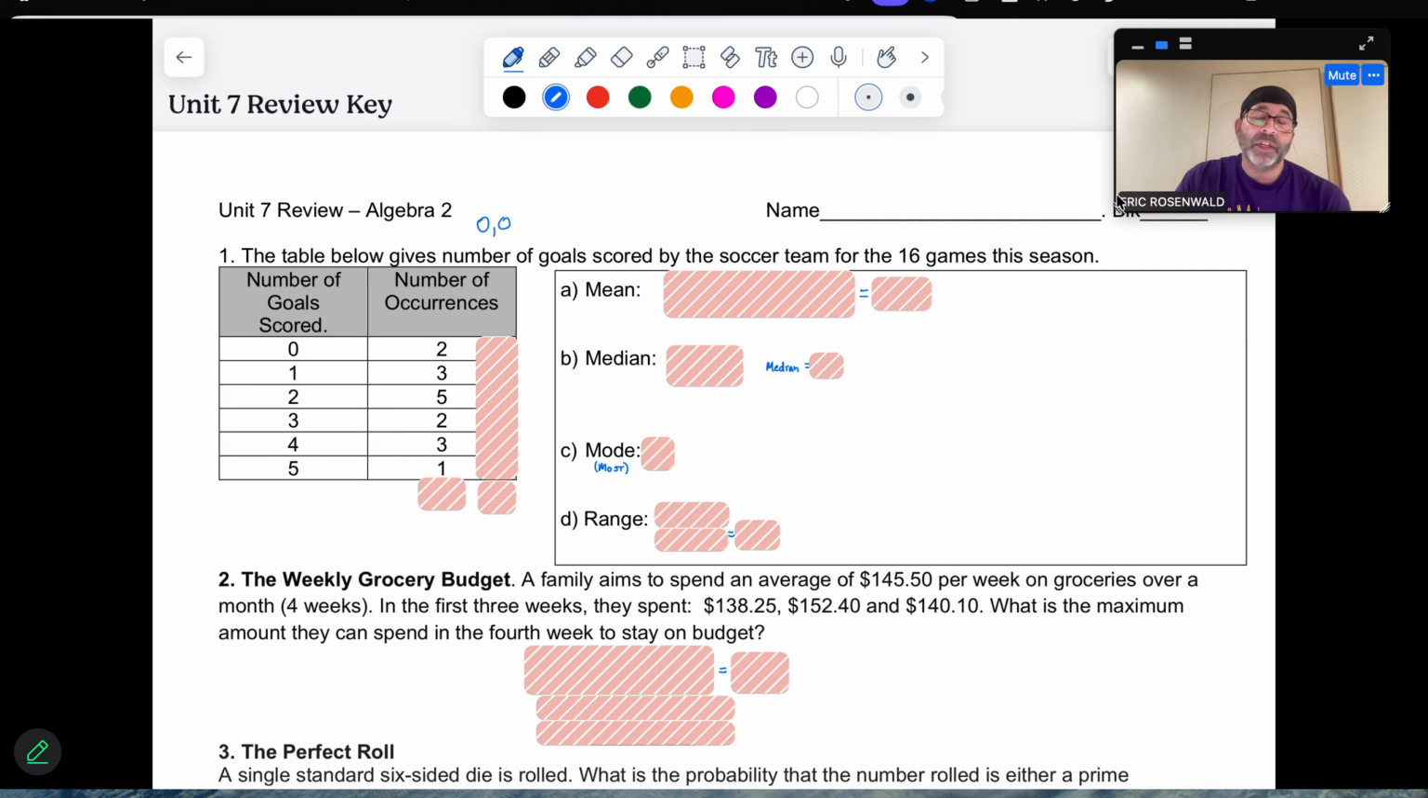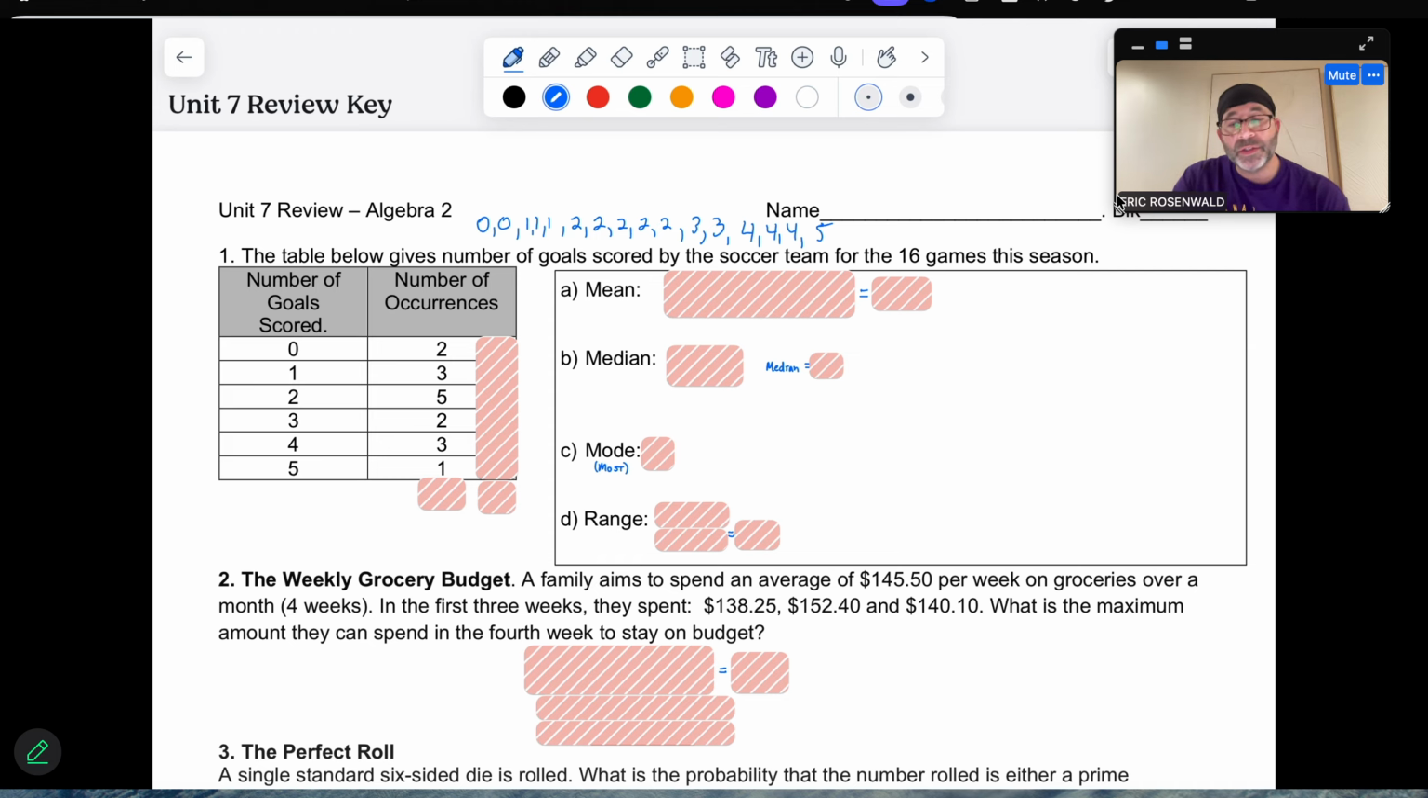The next thing is saying that 1 goal gets scored, but this happens 3 separate times, so over the course of 3 separate games. The next is that there are 2 goals, and those are scored 5 times. Then 3 goals were scored 2 times, and 4 goals were scored 3 times. After that, 5 goals happened only 1 time.